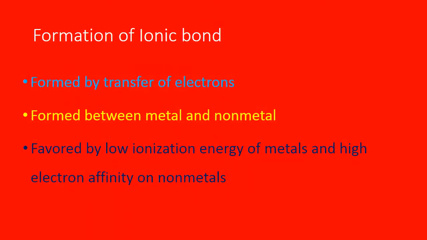So let's summarize the formation of ionic bond. Ionic bond is formed by transfer of electrons. That means the electrons are removed from the valence shell of one atom and added to the valence shell of another atom. It is formed between metals and nonmetals because metals have a tendency to lose electrons and nonmetals have a tendency to gain electrons. So metals form positive ions and nonmetals form negative ions.